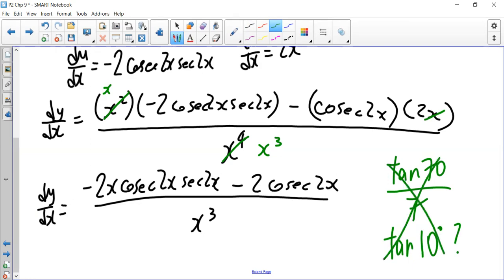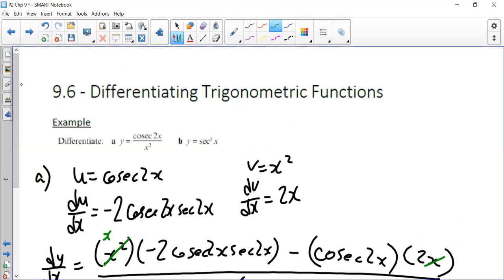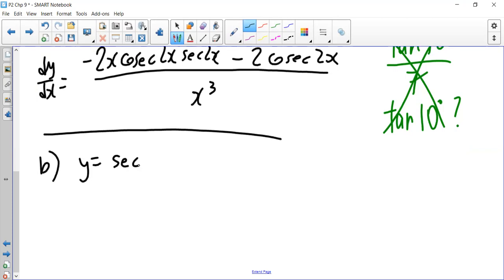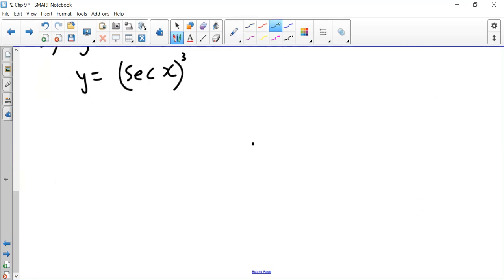Right, so next one. Okay, question B. Sec cubed x. Perhaps you can tell me what rule we can apply in here? So y equals sec cubed x. So it's either chain, product, or quotient. The answer is chain. Sec cubed x is like an onion, we've got layers in there. All right, so we can write sec cubed x as sec x all cubed. So to differentiate sec x cubed is chain rule.